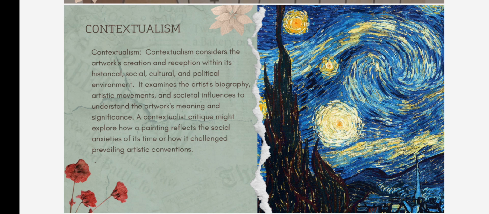The next is contextualism. Contextualism considers the artwork's creation and reception within its historical, social, cultural, and political environment. It examines the artist's biography, artistic movements, and societal influences to understand the artwork's meaning and significance. A contextualist critic might explore how a painting reflects the social anxieties of its time and how it challenges prevailing artistic conventions.